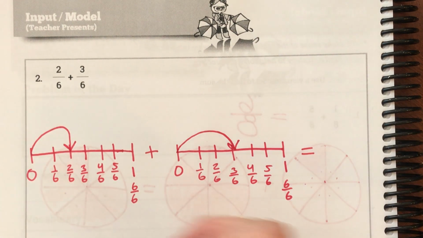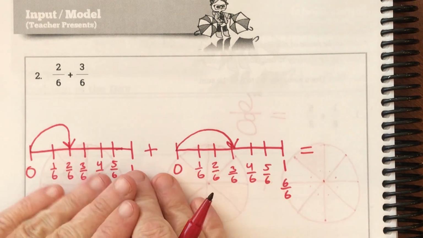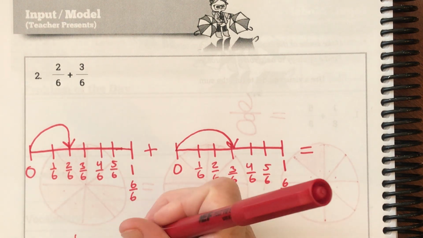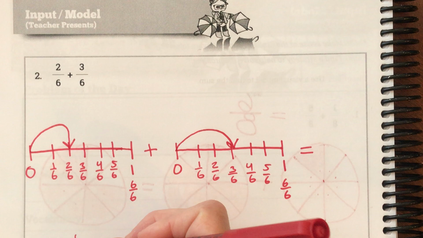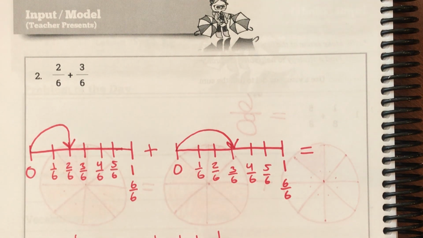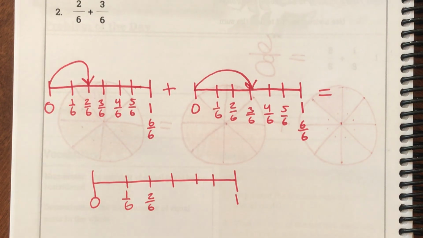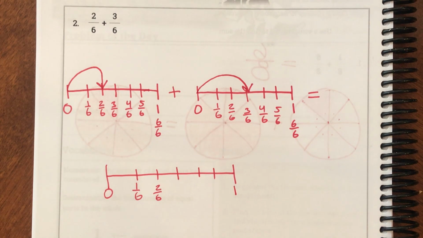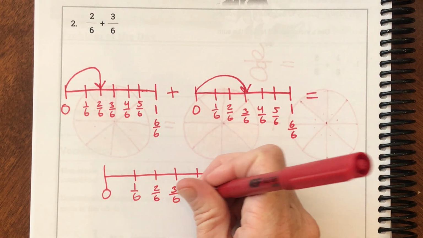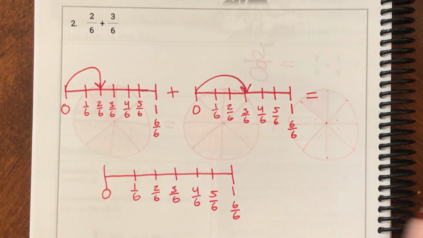Now when I put those together, if I took those together, I still have a number line that's cut into 6. So I have 1/6, 2/6. Make sure you can see that, boys and girls. I just realized that. I'm so sorry. Let me zoom out a little bit so you can see that better. Okay, so I have 1/6, 2/6, 3/6, 4/6, 5/6, and then 1 whole is called 6/6.